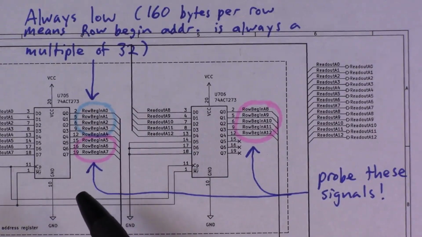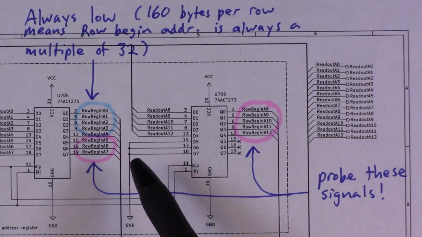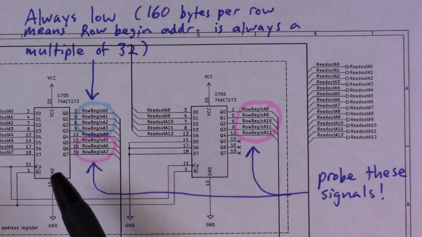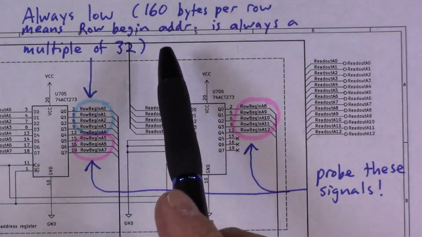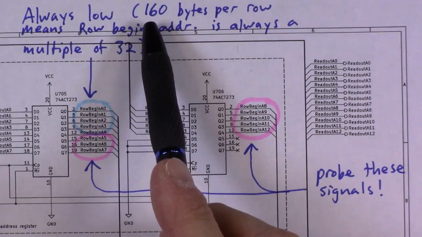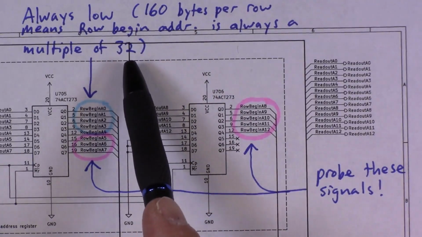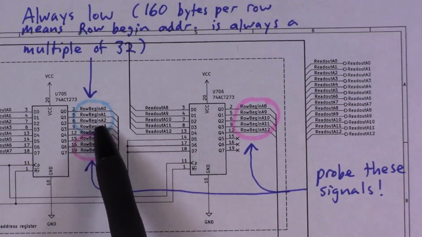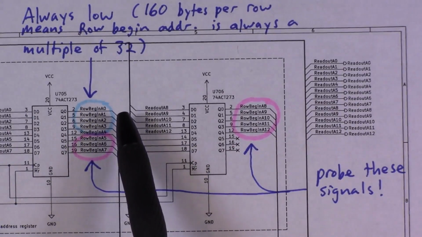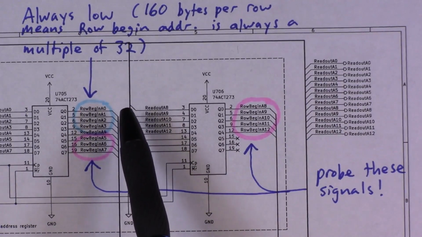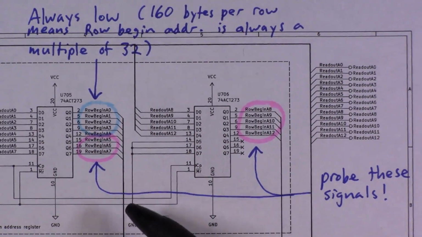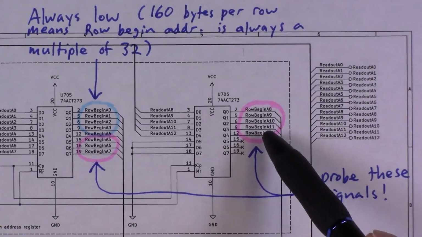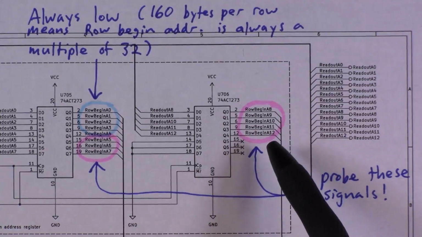Okay, so at this point we're ready to test the hardware, and what I am going to do is observe the output of the row begin address register using a logic analyzer. Because the number of bytes that are fetched per row of characters is 160, which is a multiple of 32, the lowest 5 bits of the row begin address are always going to be 0, and I have verified that using an oscilloscope, so we don't need to probe those signals. So what we will probe is the high 8 bits of the row begin address, and that is very convenient because I happen to have an 8-channel logic analyzer.